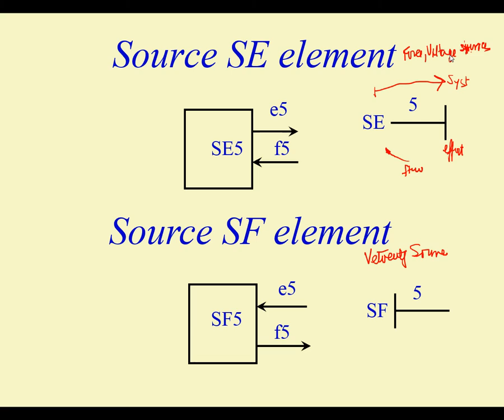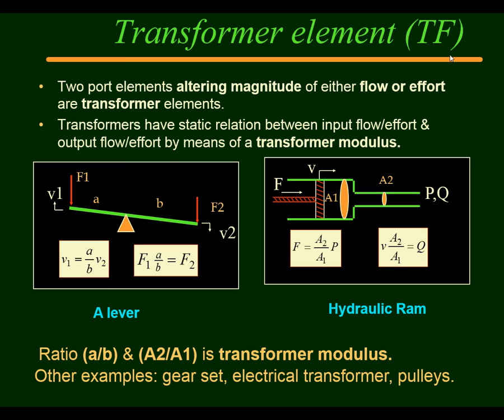Okay, so those are the two elements, the flow source and the effort source. Now there are two elements that we call two-port elements, and they are well indicated in these two pictures. The one on the left-hand side is a lever, and it's obvious that you multiply the force F1 times A, which should be the same as F2 times B.